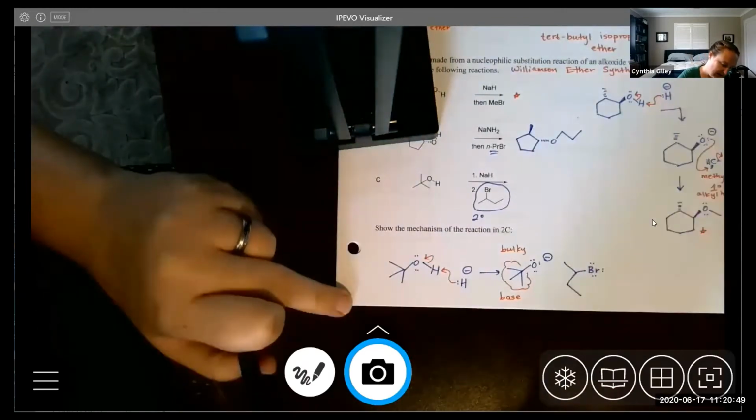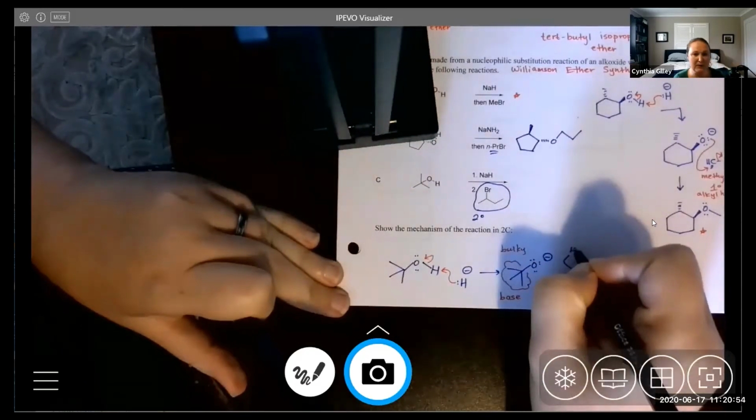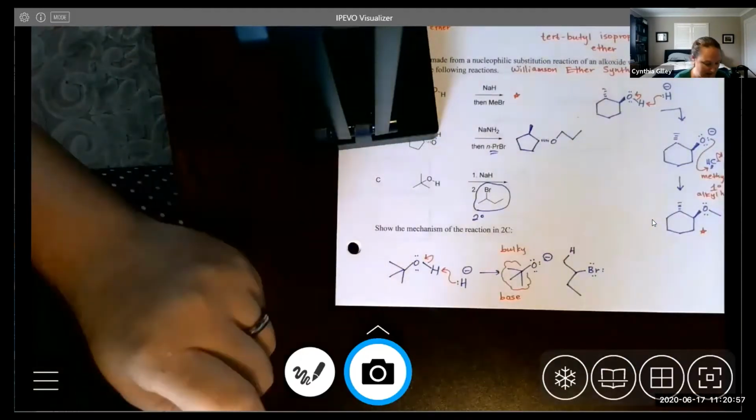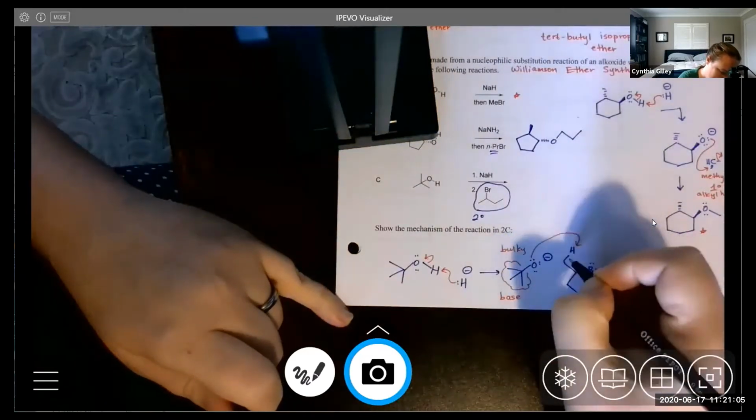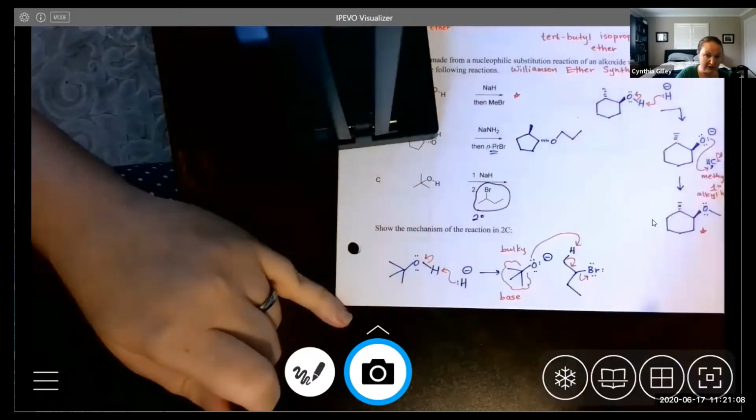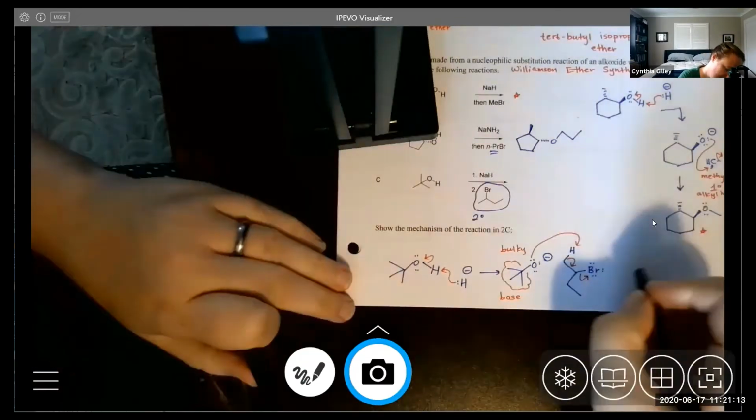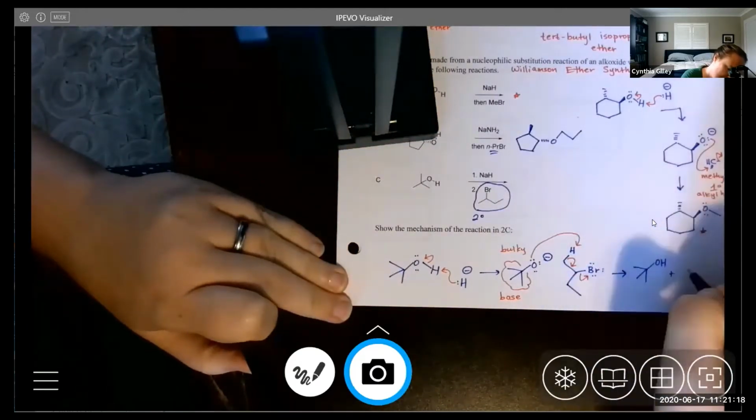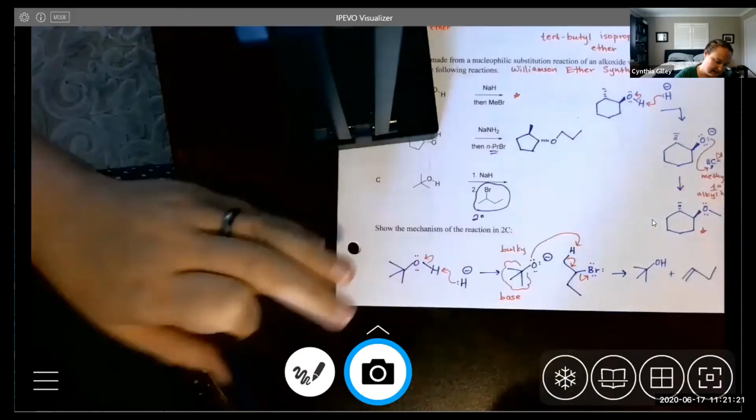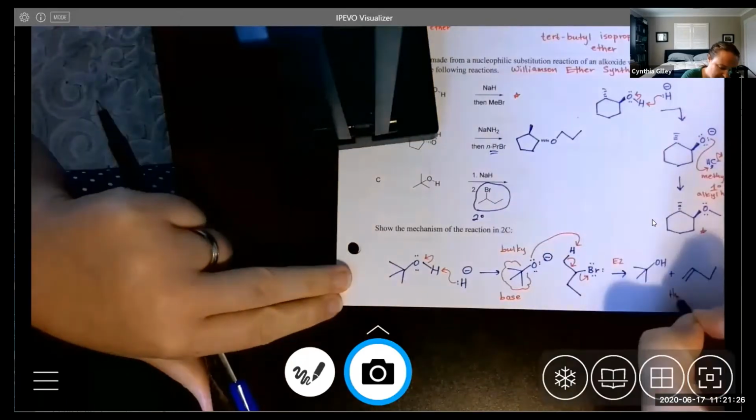So the major pathway will be acting as a base, and because it's a bulky base, we'll do an E2 reaction that favors the Hofmann product. So we'll selectively take the hydrogen that's less sterically hindered, as opposed to a hydrogen here, and we will end up with an alkene. So basically we did an E2, favoring the Hofmann product because of the bulky base.